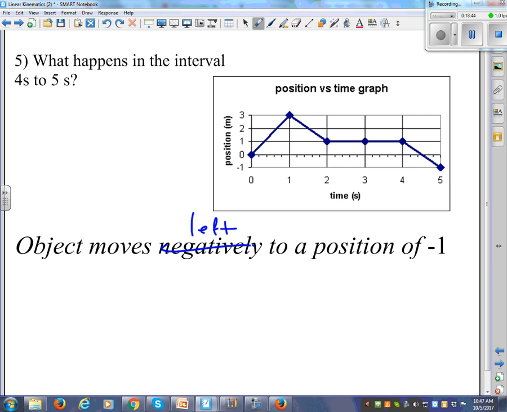When is it moving the fastest in that 5-second trip? When is it moving the fastest?